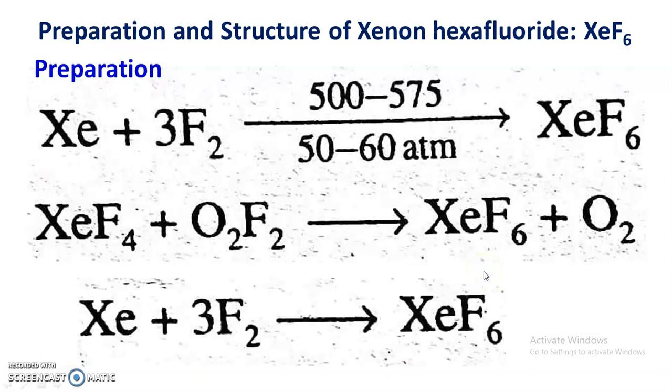Now the third method is, xenon hexafluoride is also prepared by passing electric discharge through a mixture of xenon and fluorine with the ratio 1:3 at low temperature. So in this way, xenon hexafluoride can be prepared.